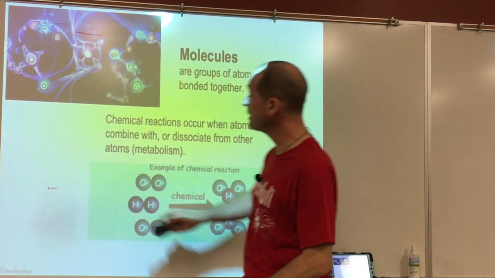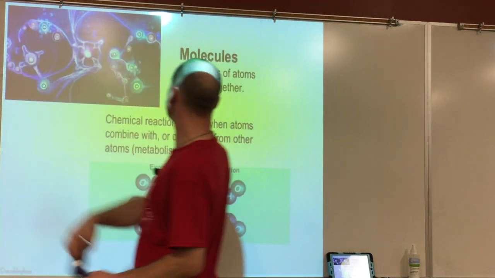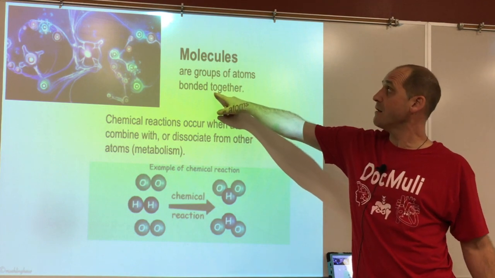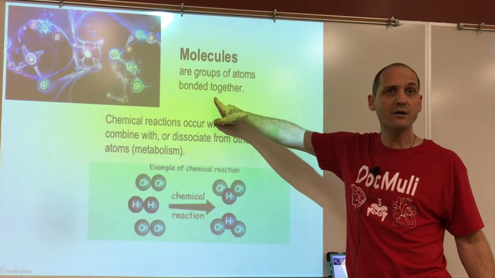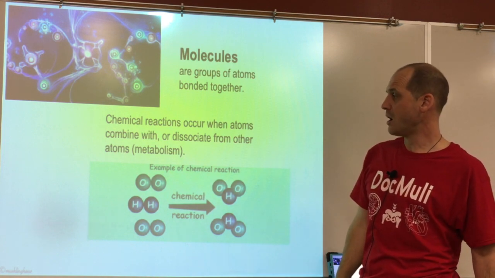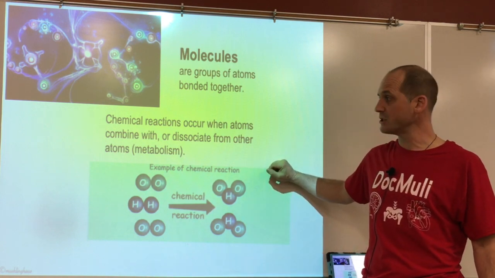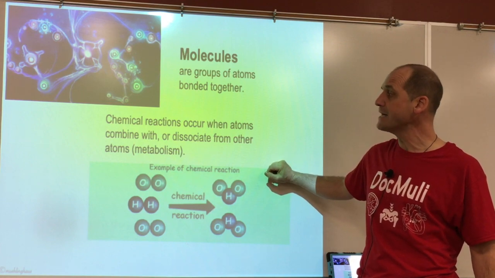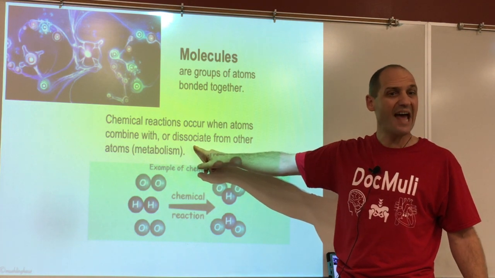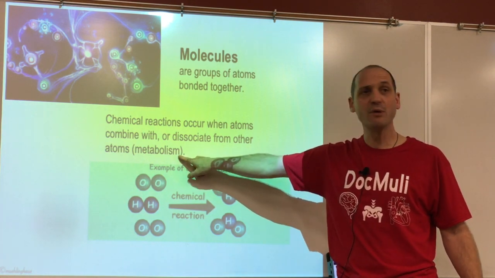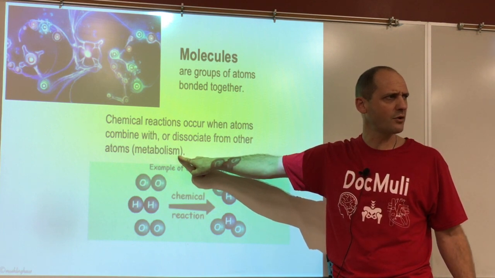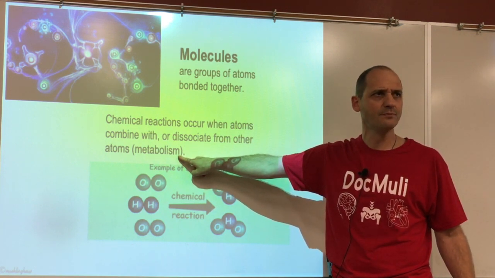So now what we can do is take these different atoms and group them together to make a molecule. We can bond them together, so they have to hold hands. They have to interact with one another. And so that gives us chemical reactions. They occur when atoms combine with each other or dissociate from one another. And when that happens, we call that metabolism. We talked about that as one of the necessary life functions, metabolism.